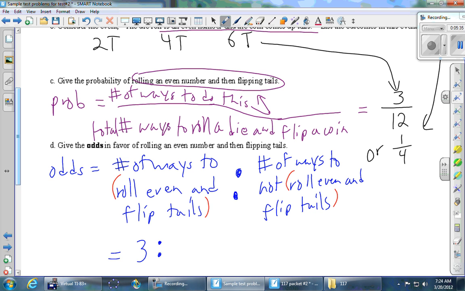And the number of ways to not do that, well, if there's 3 out of 12 ways to get this even and tails, then the other 9 out of 12 must be the opposite. So I'll say it again. There were 3 out of 12 ways. We saw that up here. 3 out of 12 total ways. And if 3 of those 12 total ways involved getting an even number and flipping tails, then the rest of those 12 must be not rolling an even number and flipping tails. So the rest must be the other 9 out of 12. So 3 to 9 is our odds. And if you had reduced it, you'd have gotten 1 to 3.